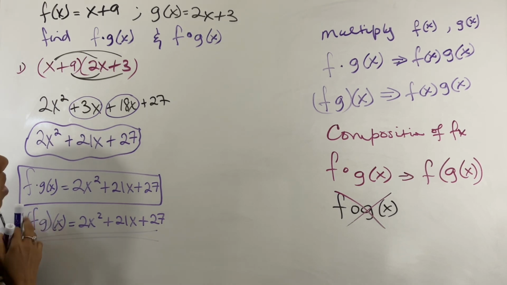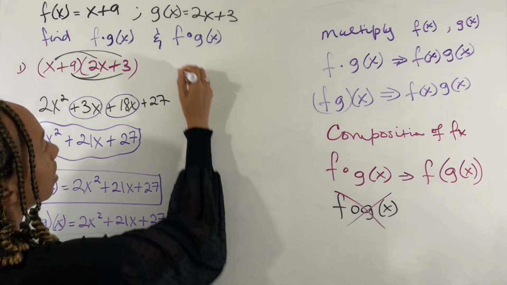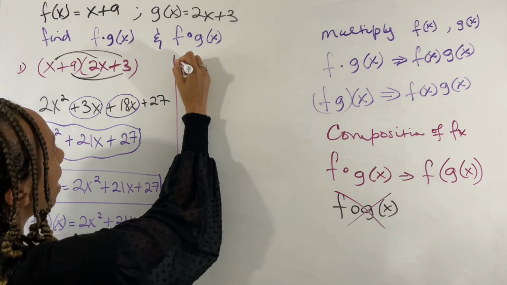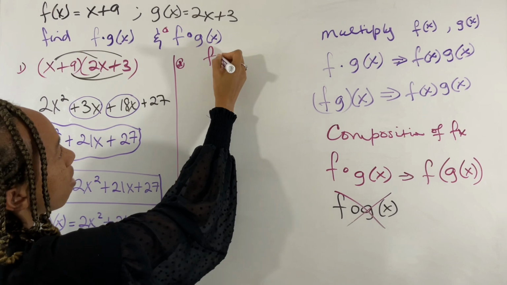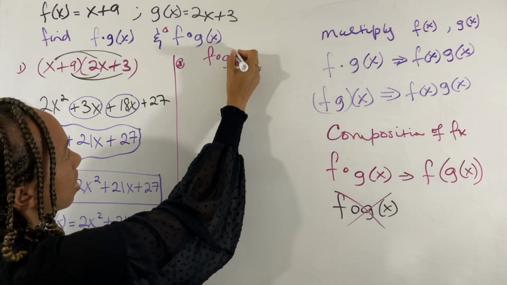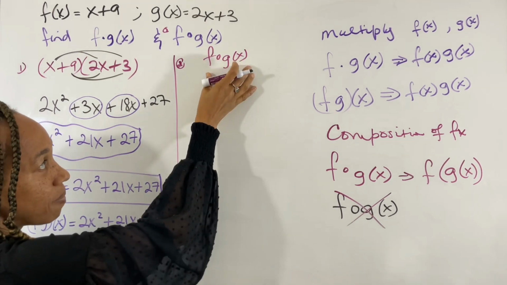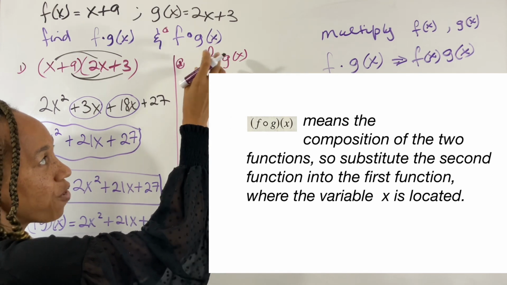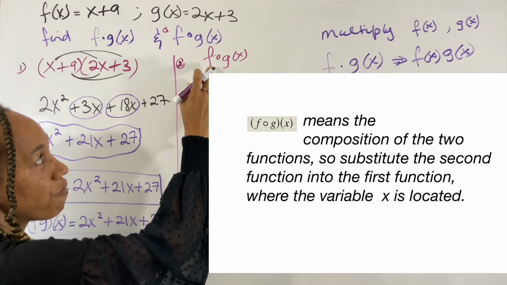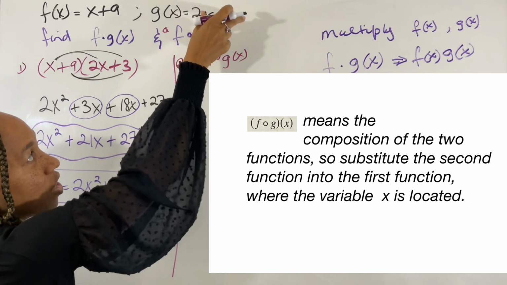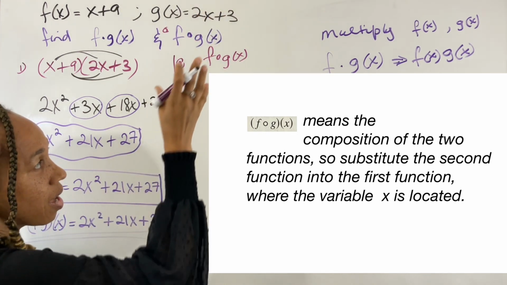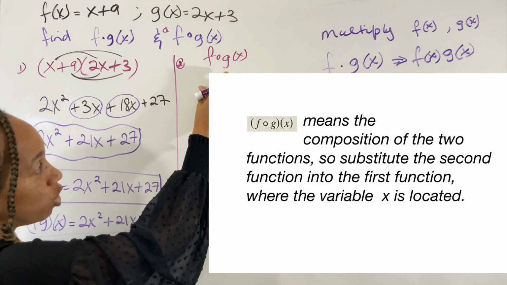Now, if we're to find the second one, all right, this is the second one. This is number 2. And we're going to do now f of g of x. So we're going to substitute what we have for the x variable in the function f with the function g of x. That is what it is simply asking you to do.